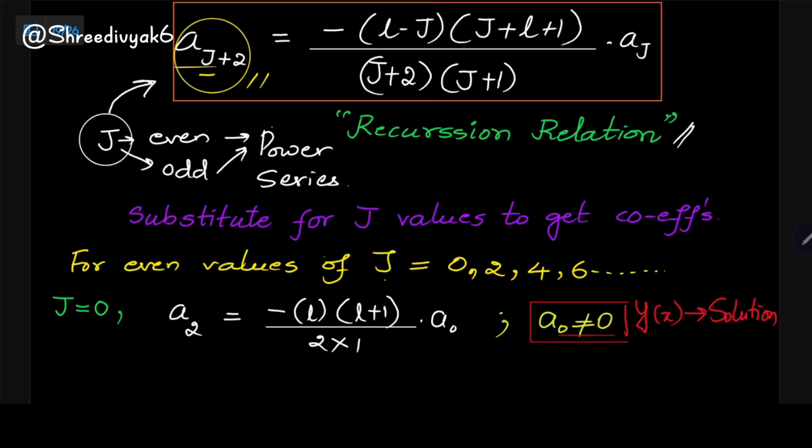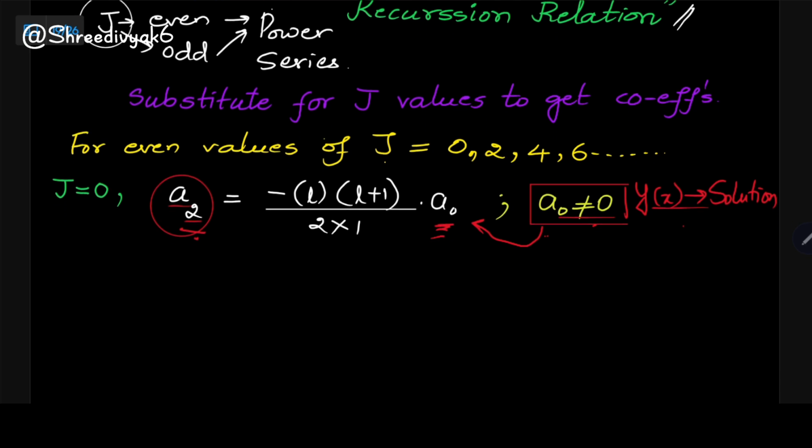Right? So just look at this. If a naught is becoming 0, the coefficient a2 will also become 0. Since I'm getting the a2 value in terms of a naught, if a naught is not equal to 0, I'll get an a2 value. If a naught is becoming 0, then I'm not getting any a2 value. Since we had assumed that y of x is a power series solution and we had put the condition that a naught is not 0, hence a2 exists here. So let us check back for the next value of j.